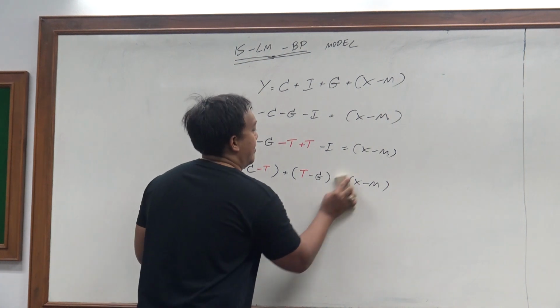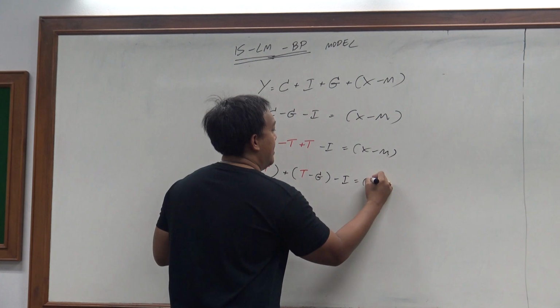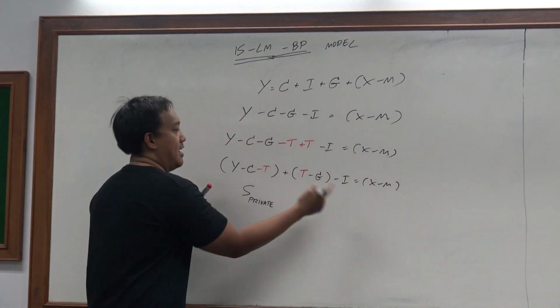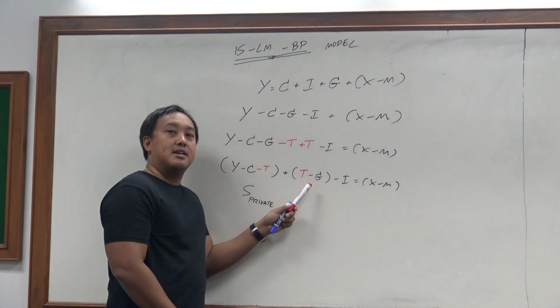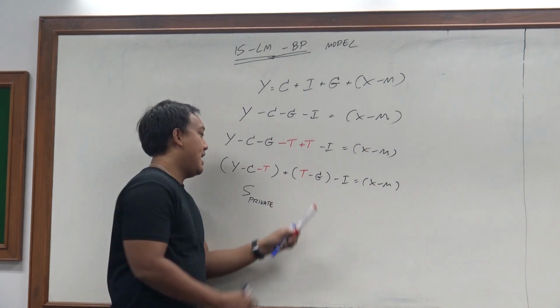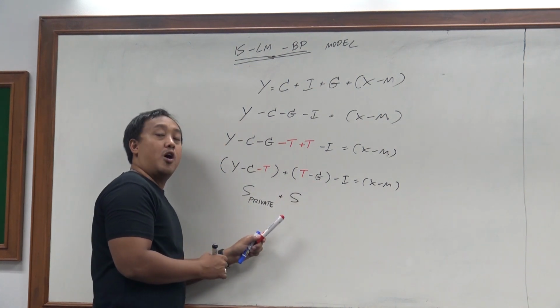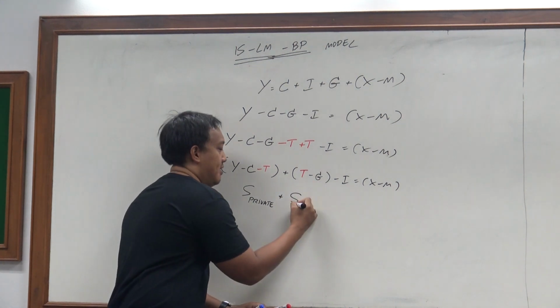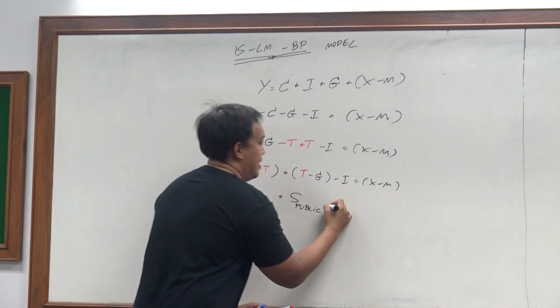Oh, I forgot I, sorry. This one you're supposed to have I here. Again, coming back here. The revenue minus spending, if you have some money left, we're going to call it saving of the government. Saving of the government is public saving.